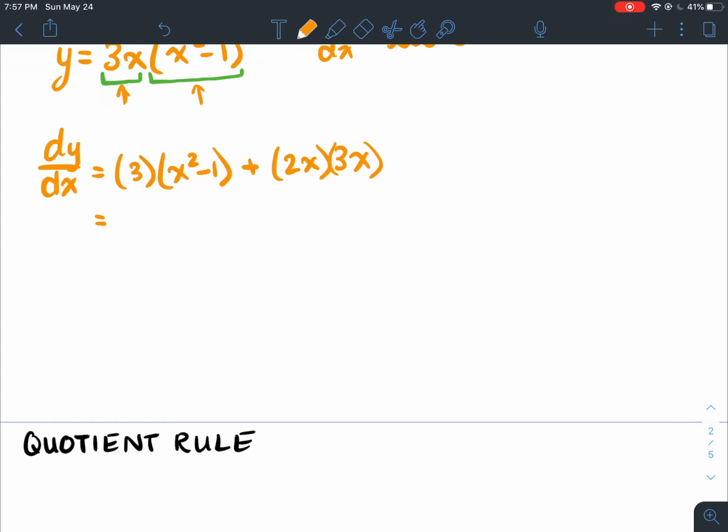Like, I might multiply these through. So 3x squared minus 3 plus 6x squared. And then collect like terms. So 9x squared minus 3.